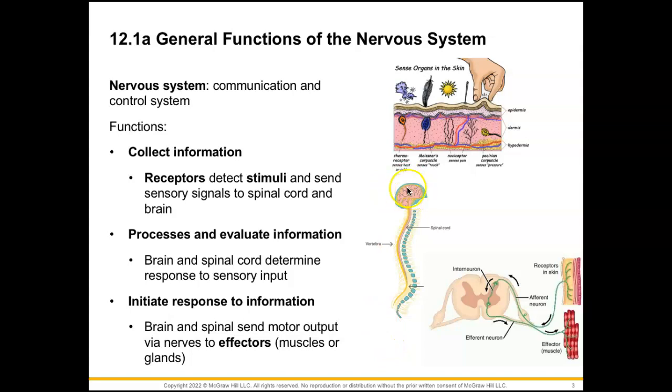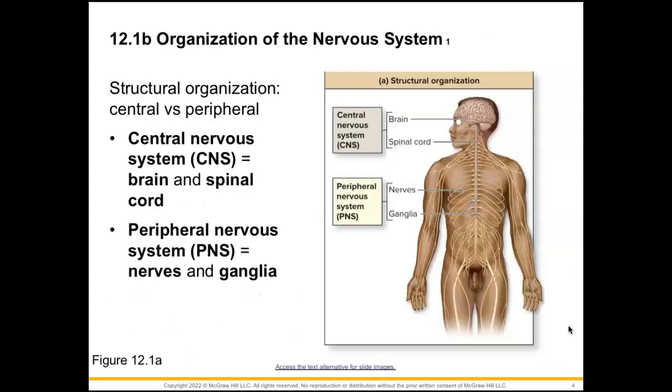So maybe if we processed it within the brain, that information would go down the spinal cord and then exit out the proper level through an efferent or motor neuron over to our effector, which is going to be a muscle of some sort, cardiac, skeletal, or smooth, or a gland.